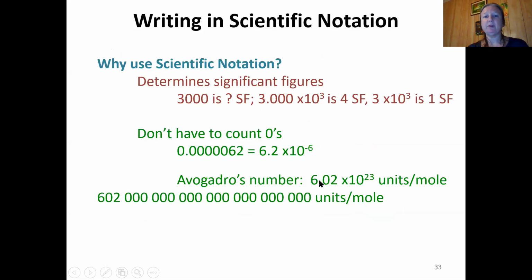But Avogadro's number, for example, is 6.02 times 10 to the 23. We're going to use that number later. If we wrote that out, it would look like this. Okay, you don't want to do that. So this is the other reason we use scientific notation: for writing out really long numbers in a concise manner, or really tiny numbers. And also, this only has 2 sig figs. You don't have to worry about those zeros because we don't include non-significant zeros in scientific notation.